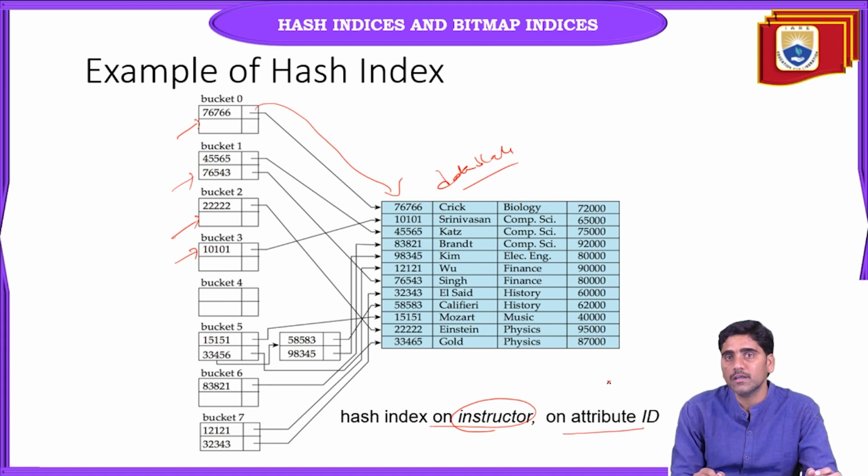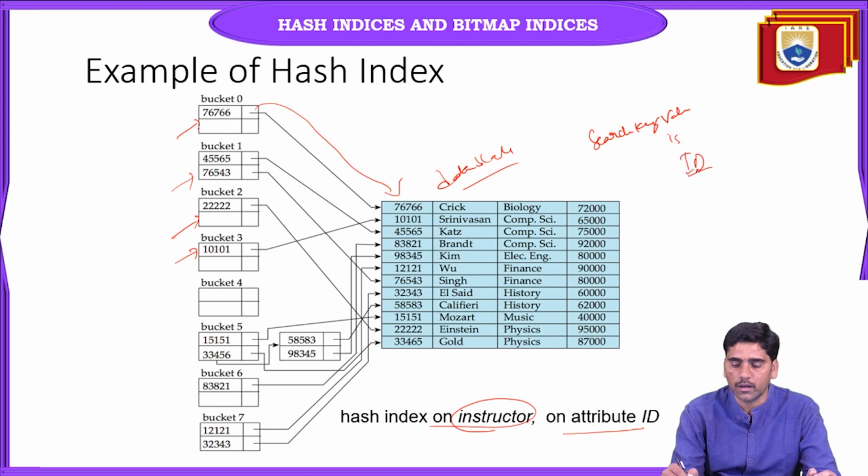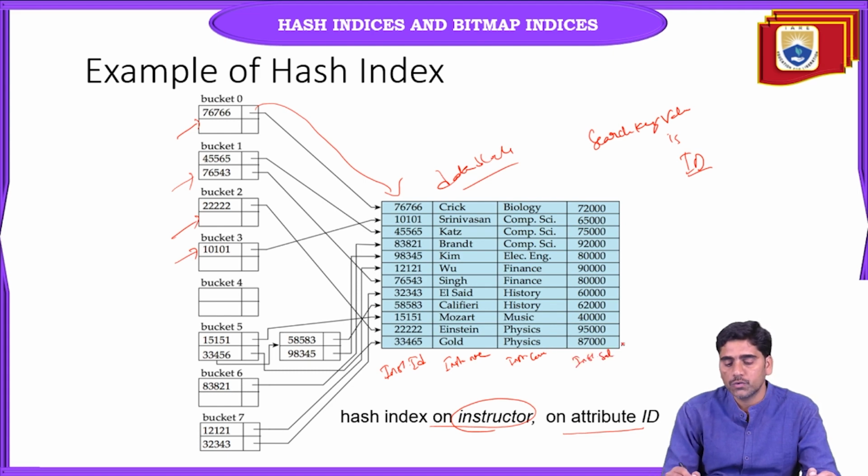Here the search key value is the instructor ID. You can see this is the instructor ID, this is the instructor name, this is the instructor course, and here the instructor salary. To fetch the records from the data block for any record, first the search key values are mapped to the buckets.